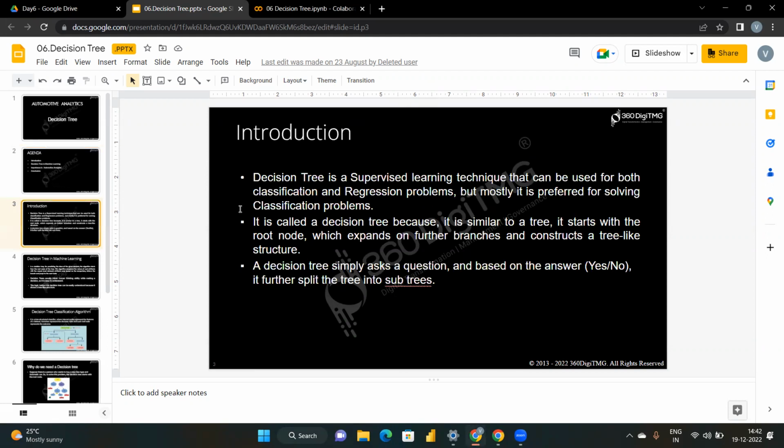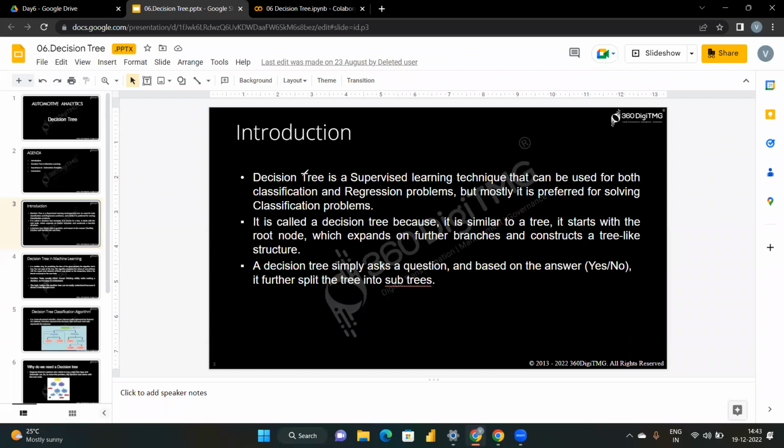Introduction. So guys, decision tree is a supervised learning technique. It's nothing but a supervised learning technique that can be used for both classification and regression problems. In the last session, when we did KNN and K-means, guys, we have seen two types of machine learning. One is the supervised learning method and another is the unsupervised learning method. I have given some examples too for that. Supervised learning means a teacher is teaching the student. That is supervised learning. Unsupervised learning means the person who studies by himself. That is an example of supervised and unsupervised learning.